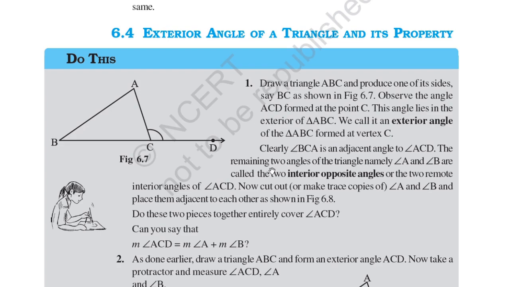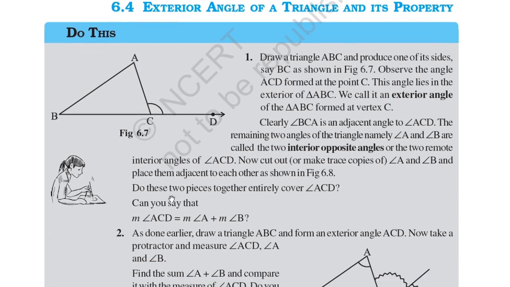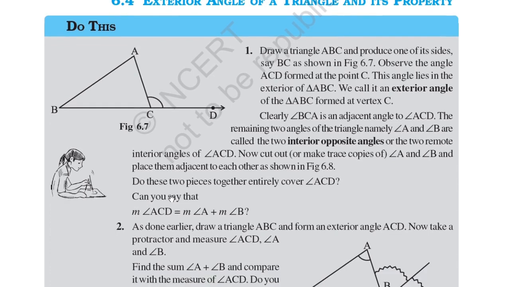Clearly, angle BCA is an adjacent angle to angle ACD. The remaining two angles of the triangle, namely angle A and angle B, are called the interior opposite angles. So angle A and angle B are called the interior opposite angles, or the two remote interior angles of angle ACD.